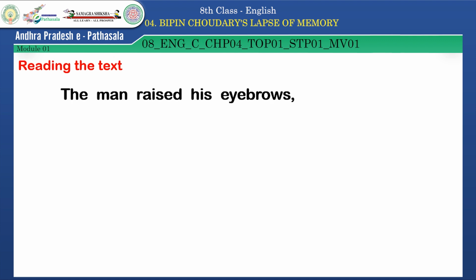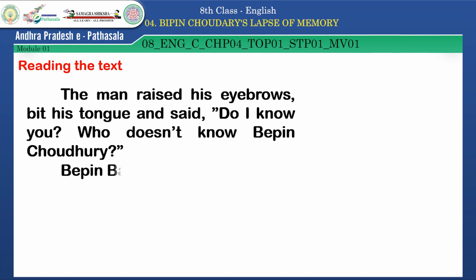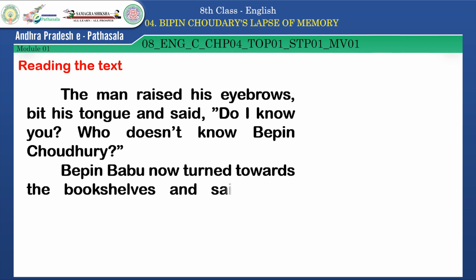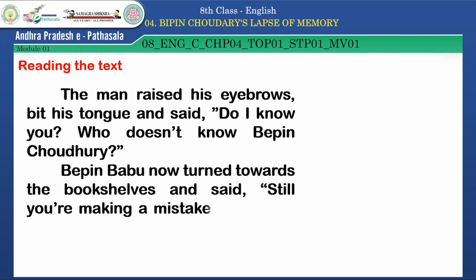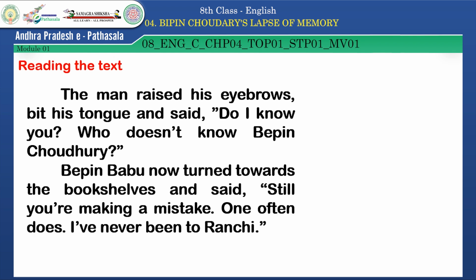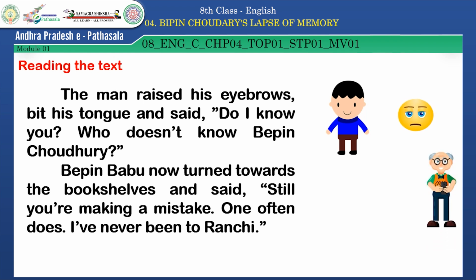The man raised his eyebrows, bit his tongue and said, "Do I know you? Who doesn't know Bipin Choudhury?" Bipin Babu now turned towards the bookshelves and said, "Still you are making a mistake. One offend us. I have never been to Ranchi." He confirmed. So, poor Parimal Ghosh. He has raised his eyebrows, bit his tongue, but Bipin Babu is nowhere listening to him.